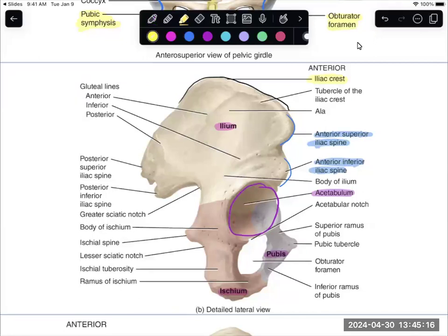So we come to the back. We have this greater sciatic notch. That big, large indentation through here. Then we go into that ischial spine, which is this point that greater sciatic notch comes down and points into. Then we go into that lesser sciatic notch. The lesser sciatic notch is just this really small portion through here.